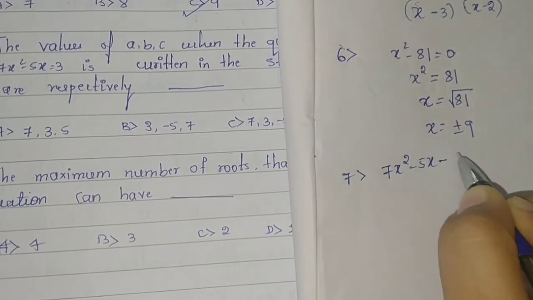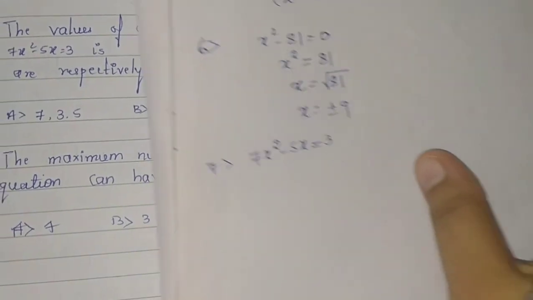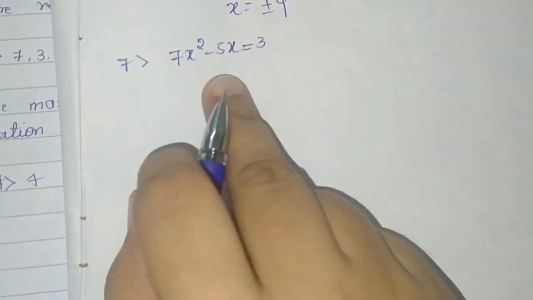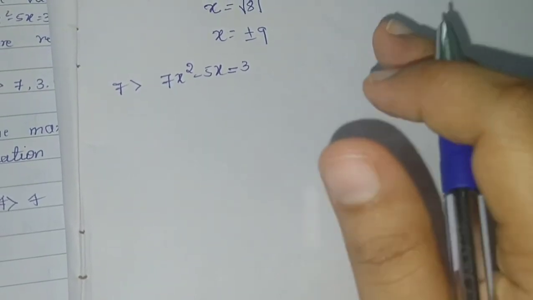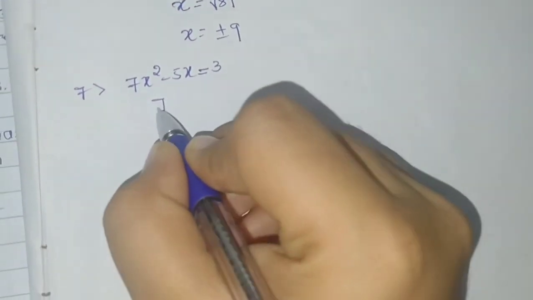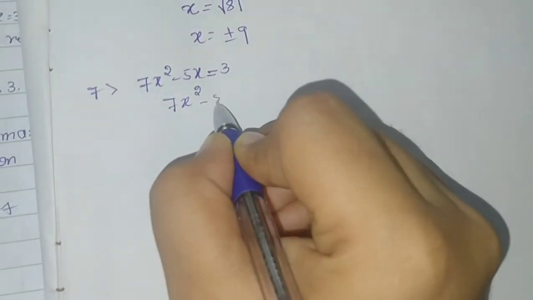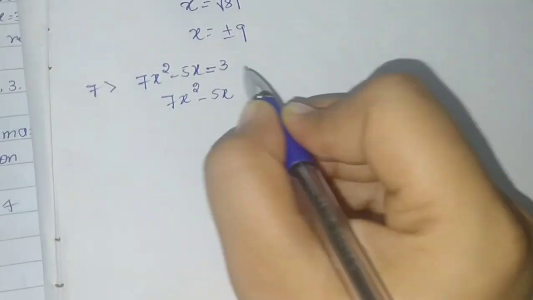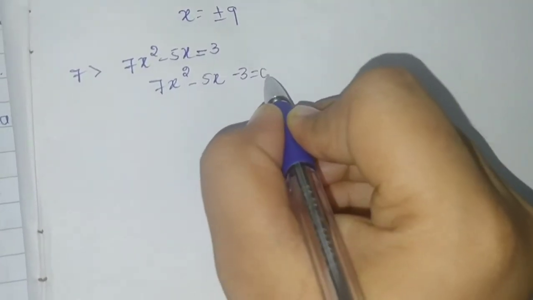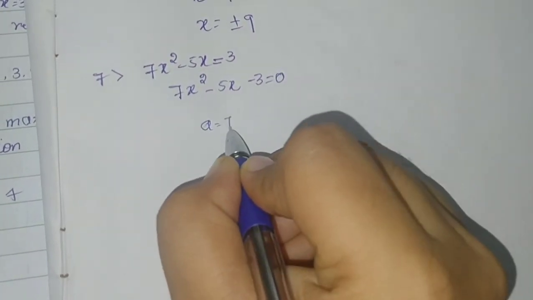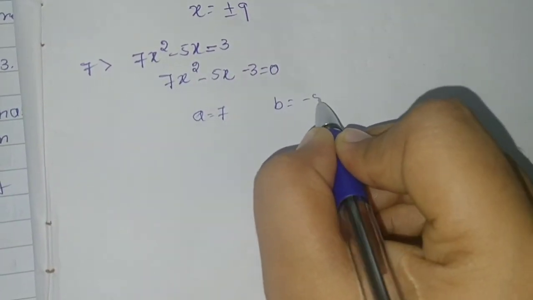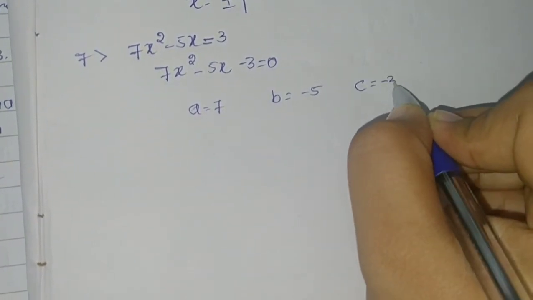7x square minus 5x is equal to 3. So this one you have to write in standard form and you have to write the values of a, b and c. Okay. So now 7x square minus 5x, here plus 3 is there, it will come here, means minus 3 will be equal to 0. So now here the value of a is 7, b is minus 5 and c is minus 3.